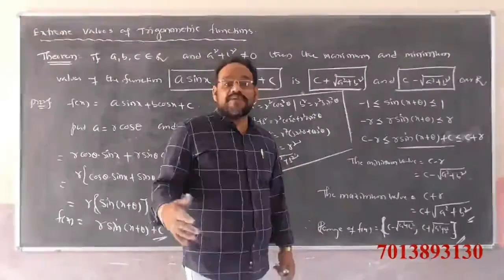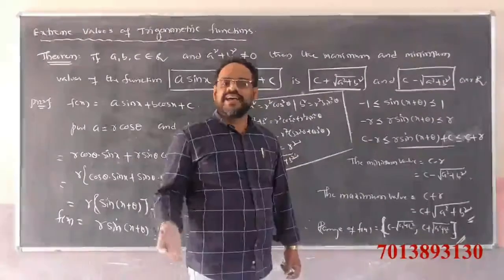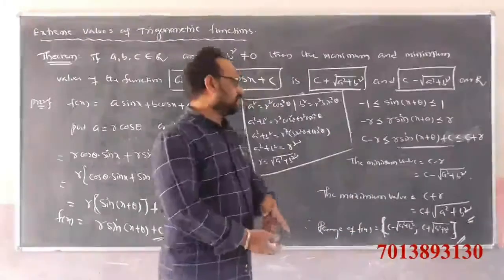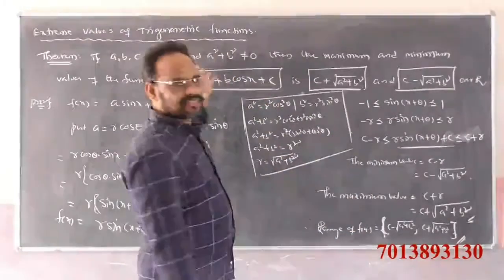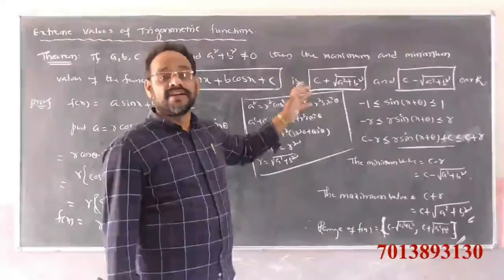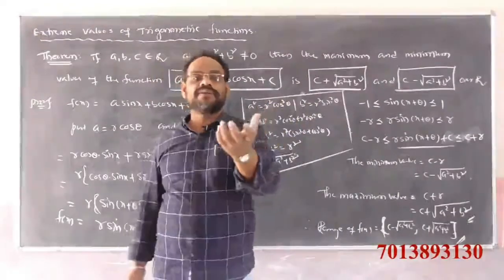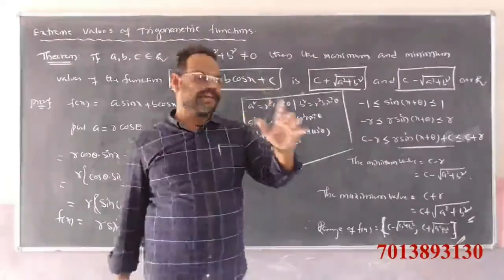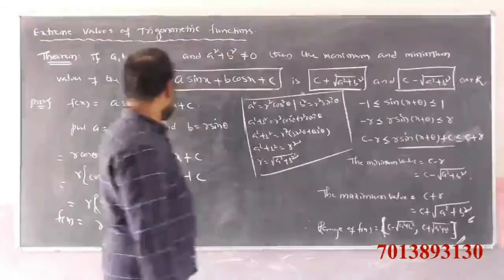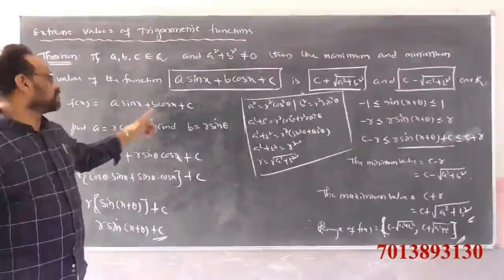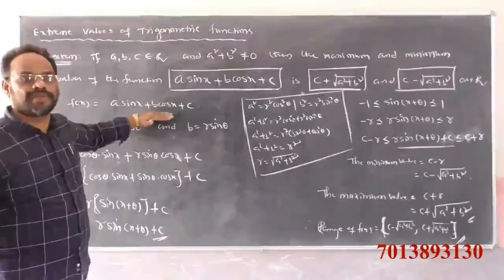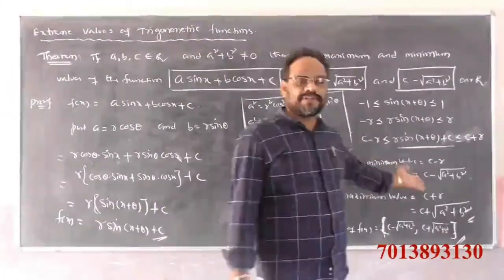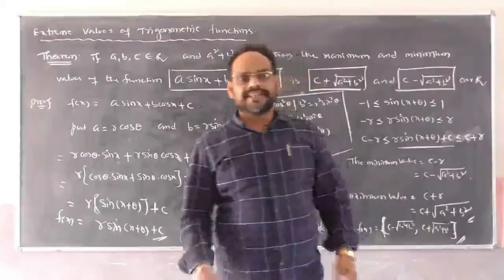If they give tan and cosecant and secant, convert into sin and cos, and we get the same process. If they give tan x plus secant x like that, and they want extreme values, then tan, cot, secant, cosecant, convert into sin and cos, that is converted into this framing, that is a sin x plus b cos x plus c. After that we find the maximum value c plus square root of a square plus b square and the minimum c minus square root of a square plus b square.